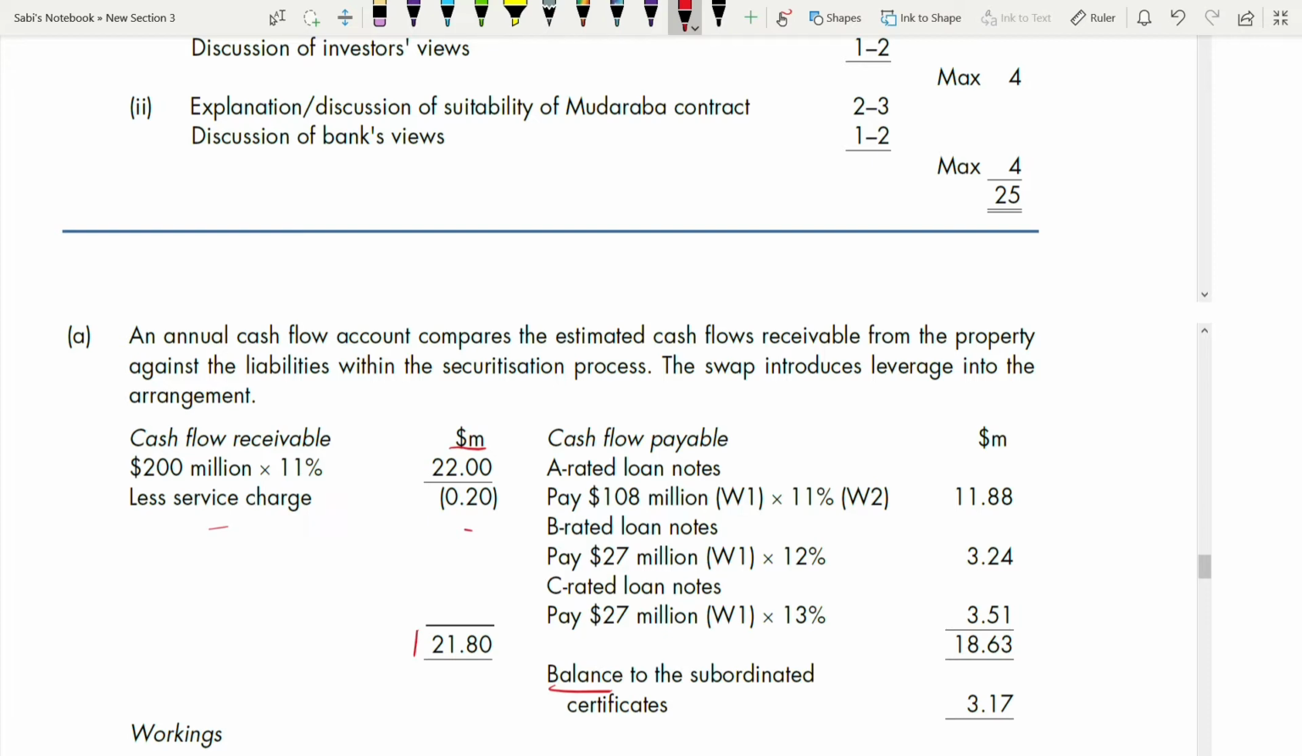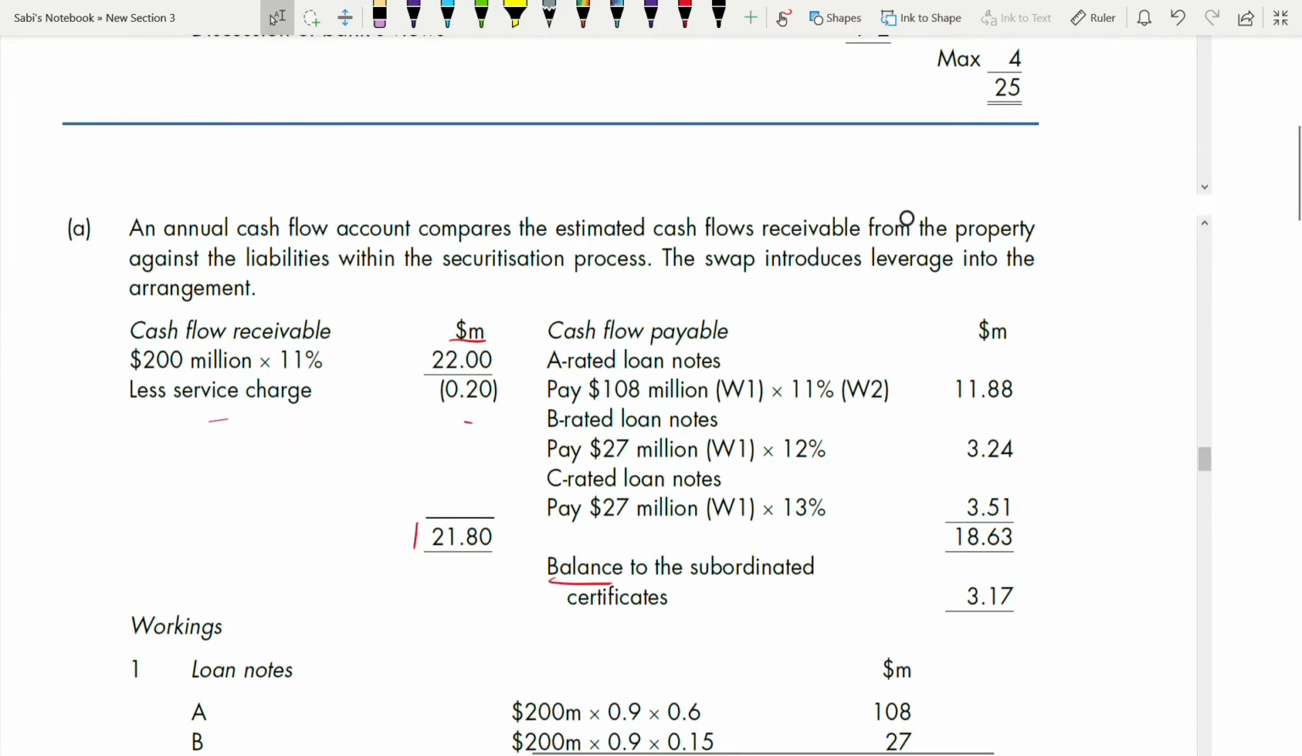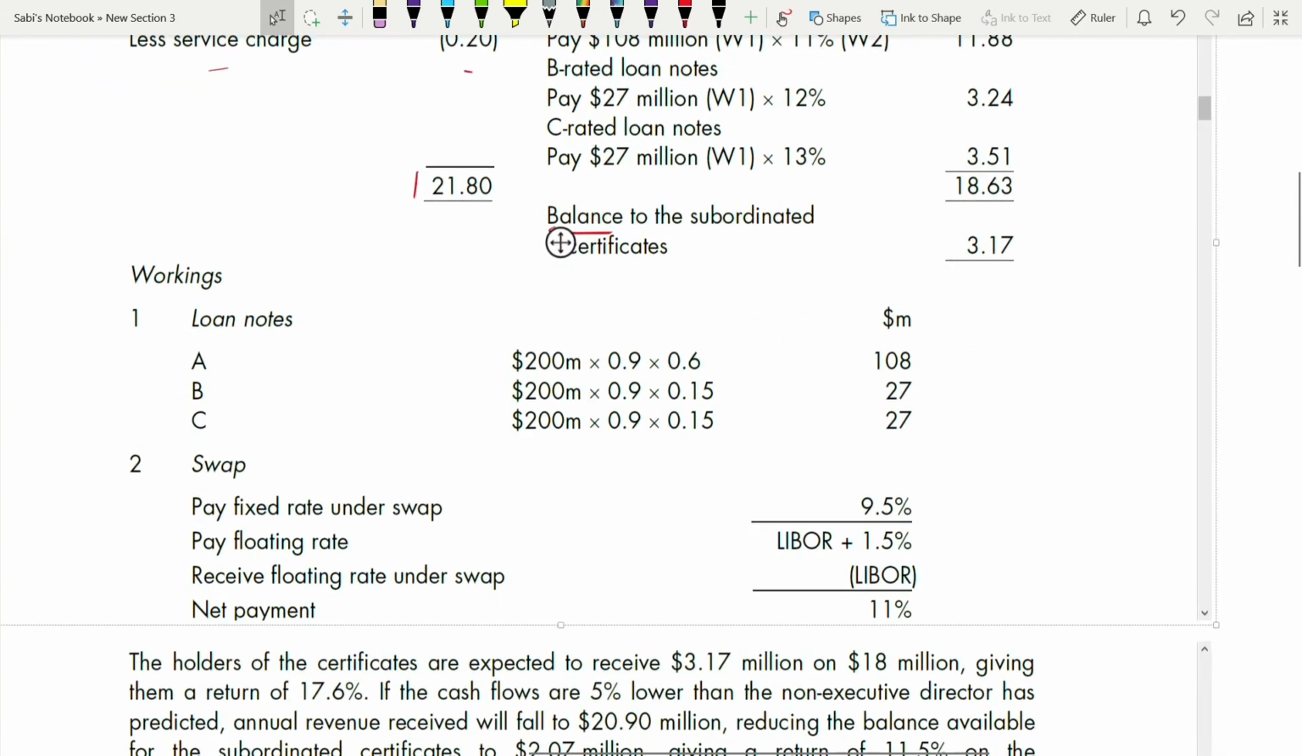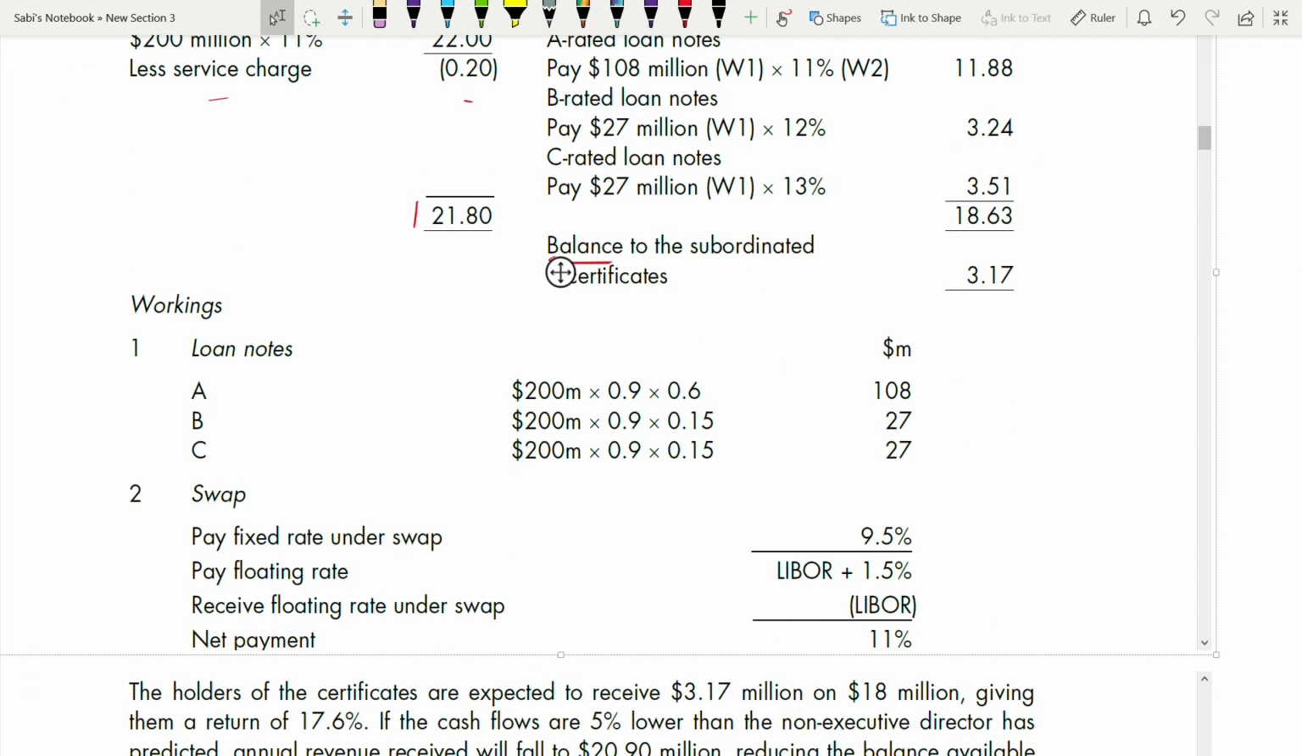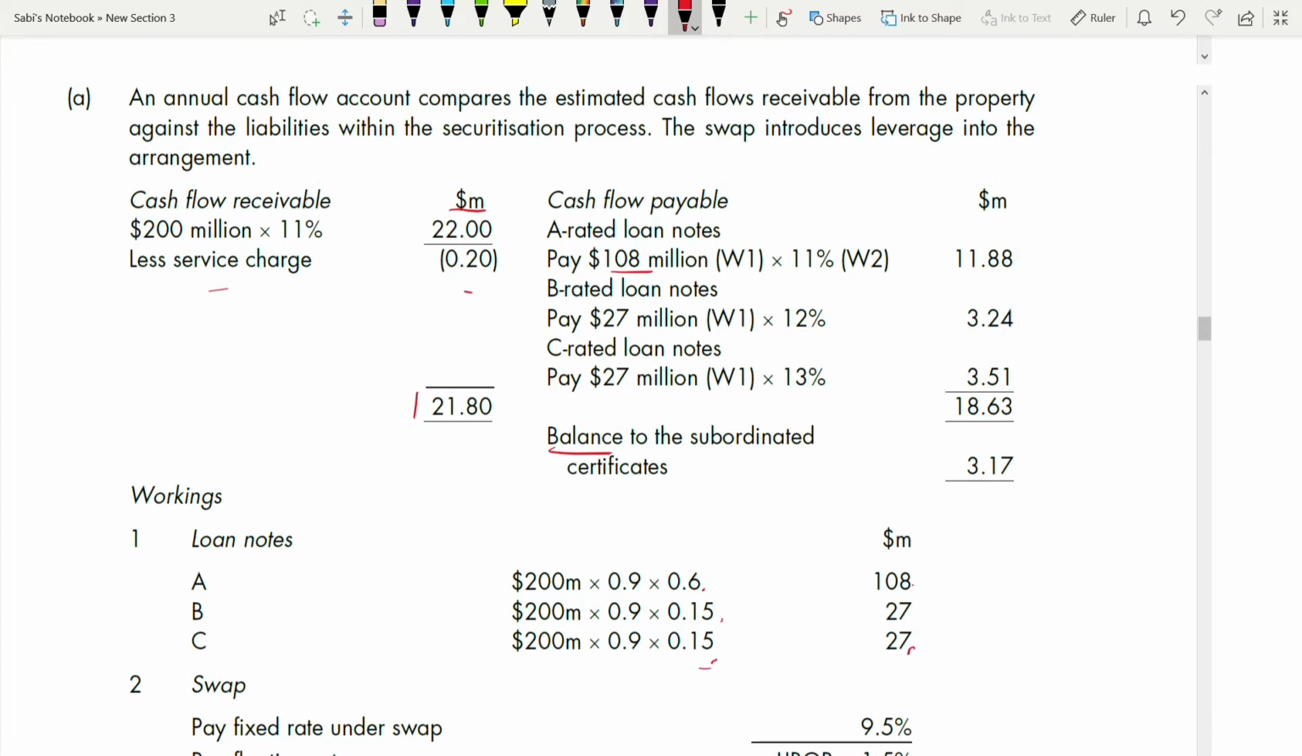Next, we'll go to each transaction. You see each transaction has workings. You need to go through the workings first, A, B, and C. Here it is 200 for each. Out of this, 90% only, we have been told that 90% has been used. And here it was 60% for A, 15% for B, and 15% for C, and you're getting 108, 27, 27. That is perfect. These percentages, 12 and 13, have been given to you. They are fixed. But this 11 percentage needs to be worked out.